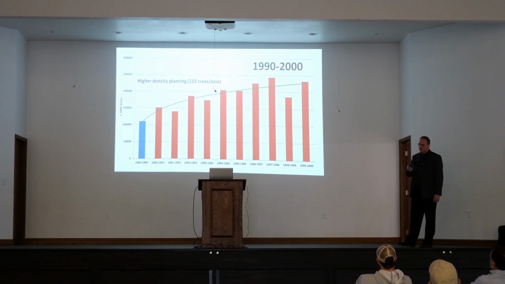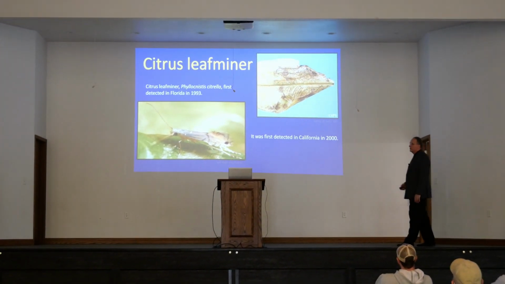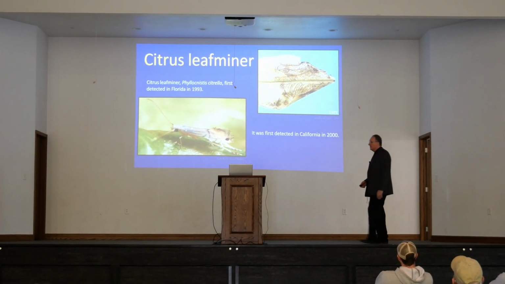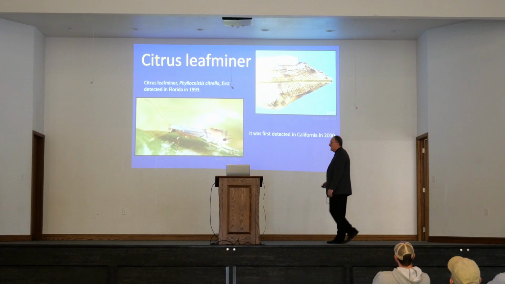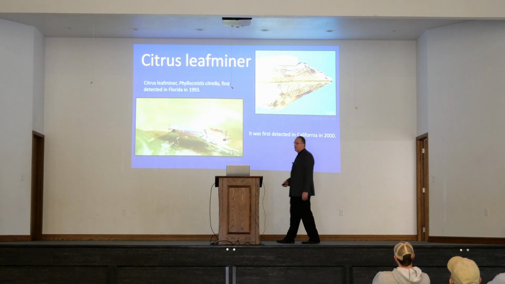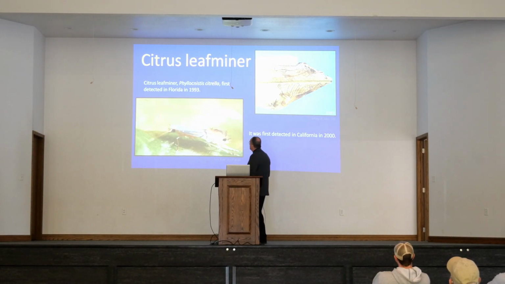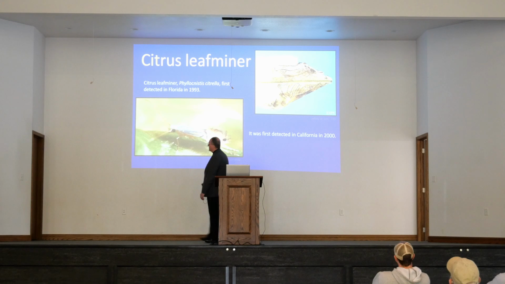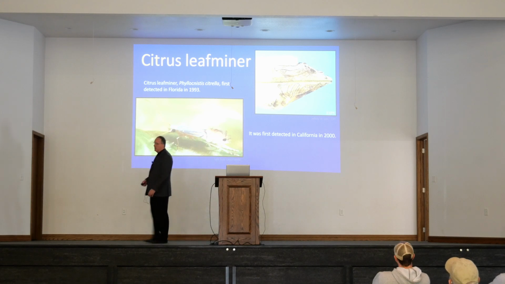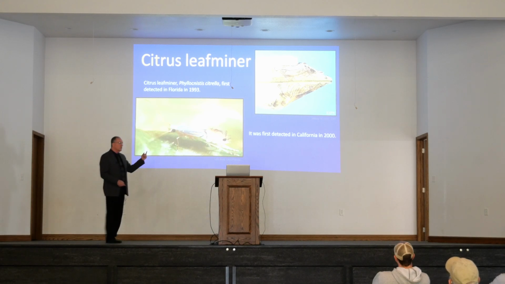Now it's the leaves. Allow me to introduce our next insect. The next insect to arrive on the picture came in 1993 during this 90s period. It is the citrus leaf miner. It was first detected in Florida in '93. It was first detected in California in 2000.